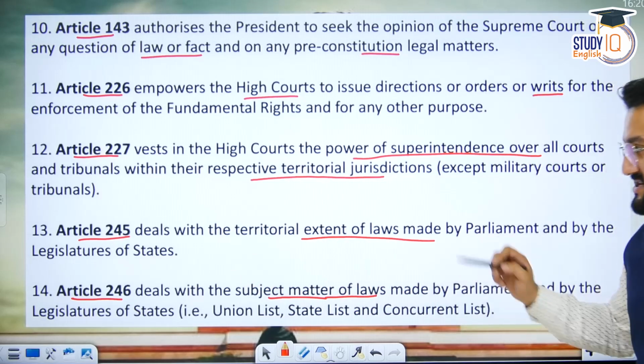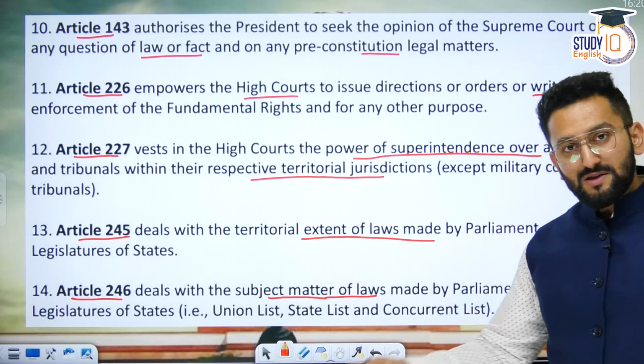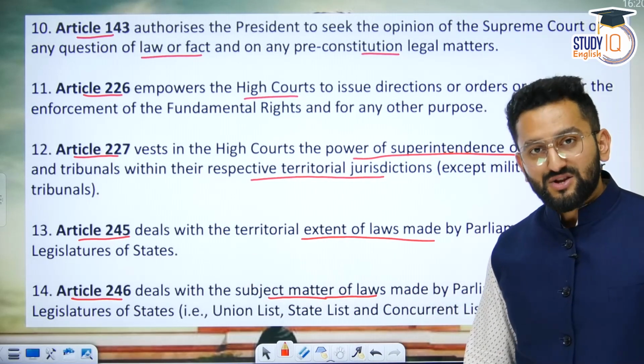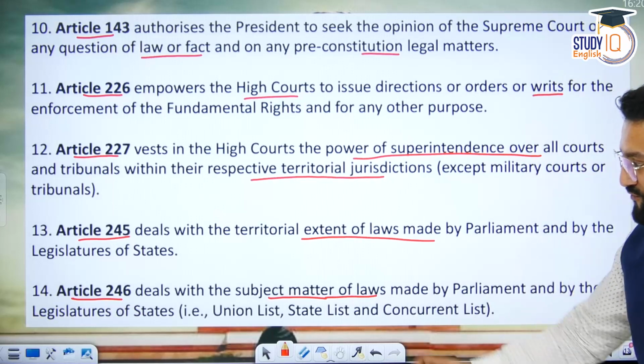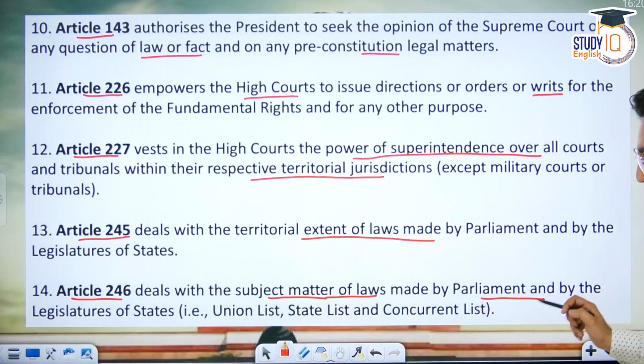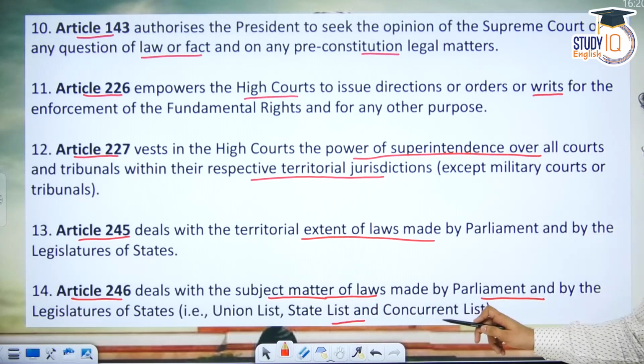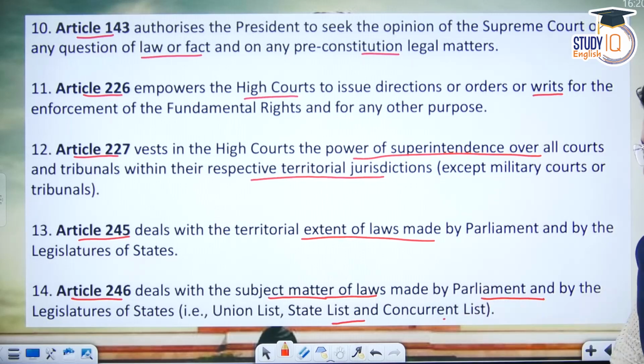Article 245 deals with the territorial extent of laws, meaning if a law has been made by a state legislature, to what extent this law will be applicable. Article 246 deals with the matter of laws made by Parliament and by the state legislature, for example, the Union List, Concurrent List, and State List.